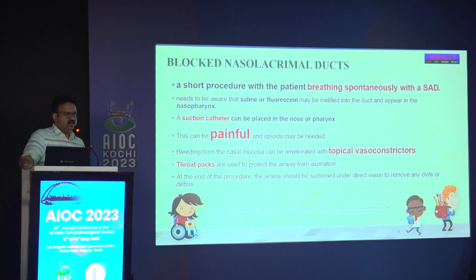Coming to blocked nasolacrimal duct, these kids come for short procedures, and in these cases we can use spontaneous breathing with a supraglottic airway device, and a suction catheter can be placed in the nose and pharynx to prevent aspiration. This surgery can be painful and opioids may be needed.